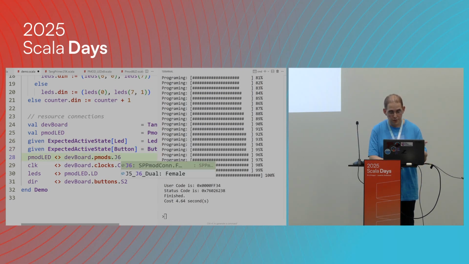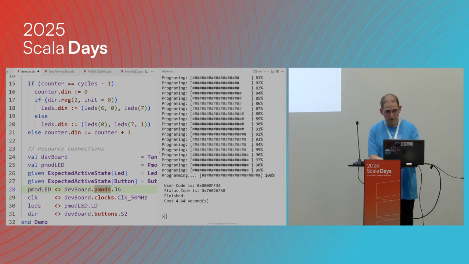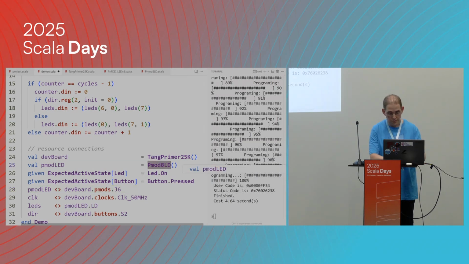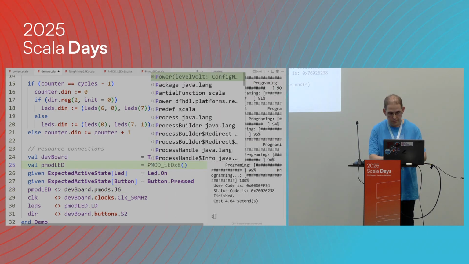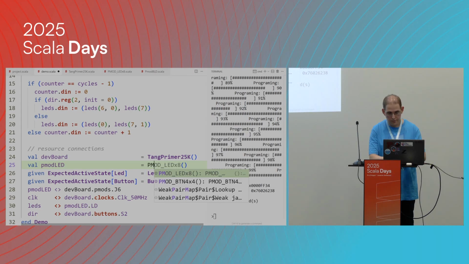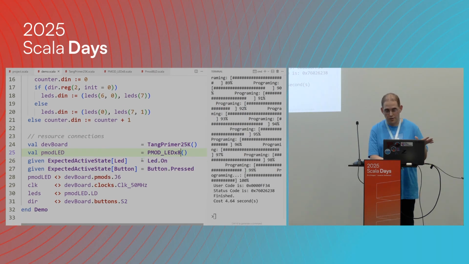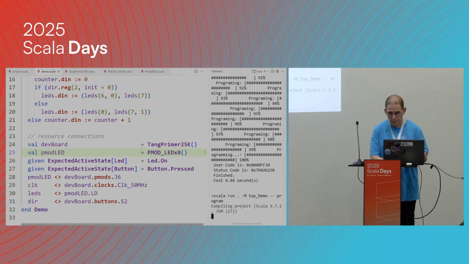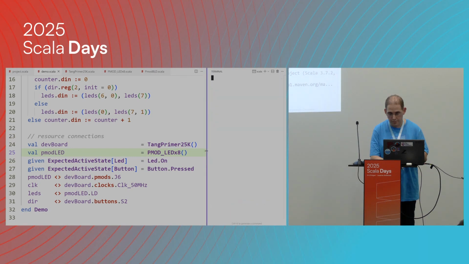I change the PMOD LED from J4 to J6, and I change the PMOD board type, because it's a different board, to this PMOD board. That's it. That's all I've done so far. And now I will rerun the build and programming step.